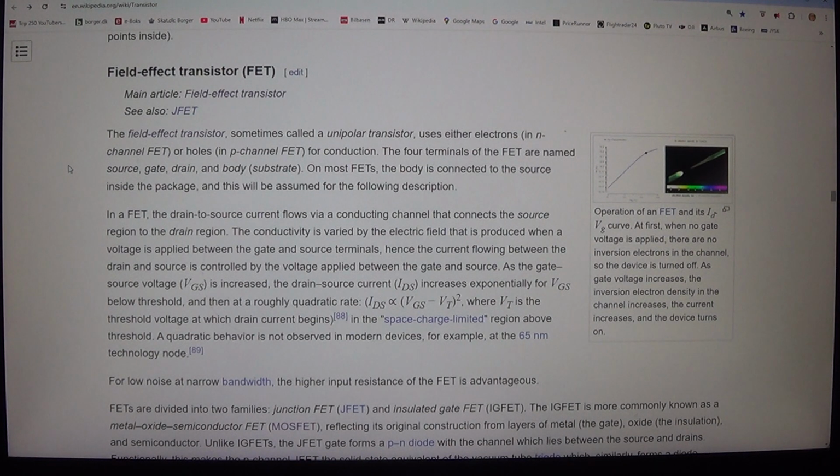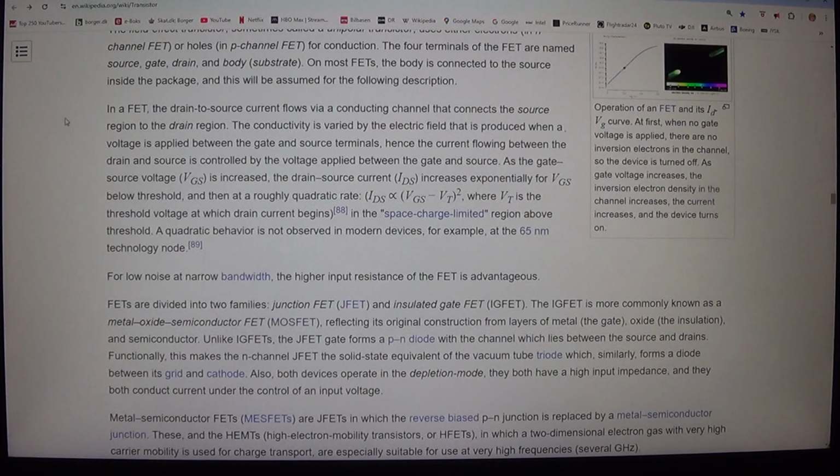In a FET, the drain-to-source current flows via a conducting channel that connects the source region to the drain region. The conductivity is varied by the electric field that is produced when a voltage is applied between the gate and source terminals. Hence, the current flowing between the drain and source is controlled by the voltage applied between the gate and source.